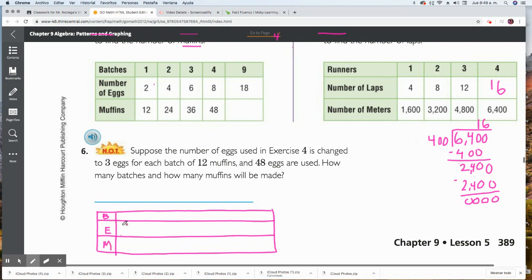So for the first batch of muffins, we're not using 2 eggs anymore. We're using 3 eggs for each batch of 12 muffins. So in the first batch, we're going to use 3 eggs and we're going to get 12 muffins.